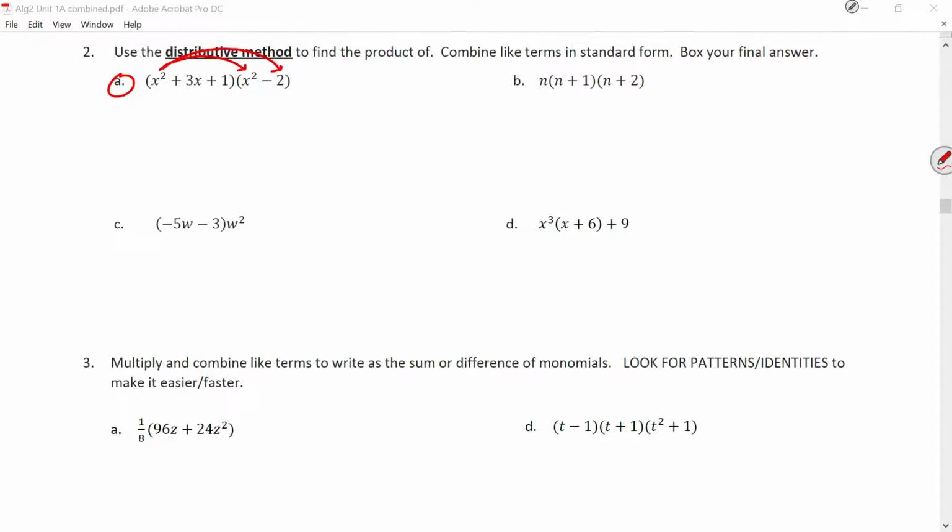Again, these are where our exponent rules come into play. I will keep the common base, and I will add the exponents. 2 plus 2 is 4. X squared times minus 2 is negative 2x squared. Okay, so go ahead and pause the video and try the rest of these, and then push play, make sure that our answers agree.